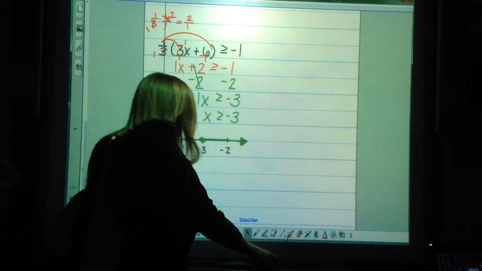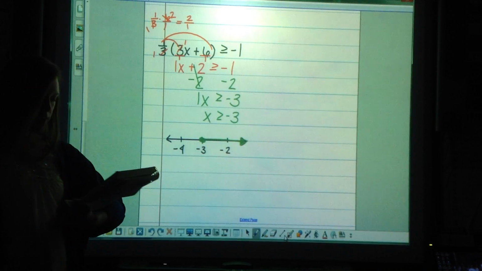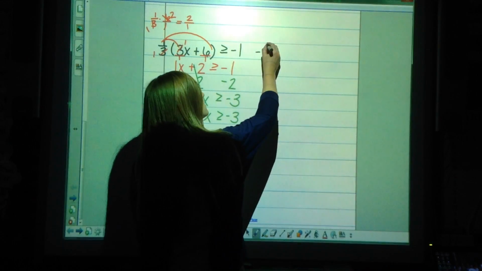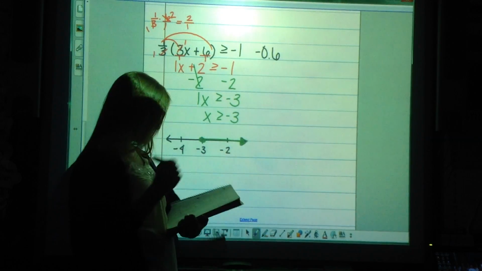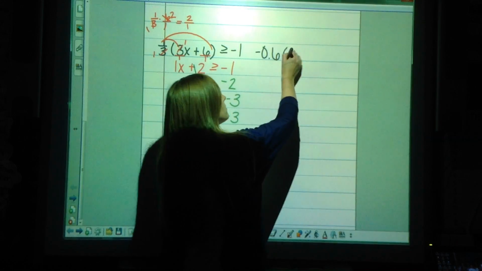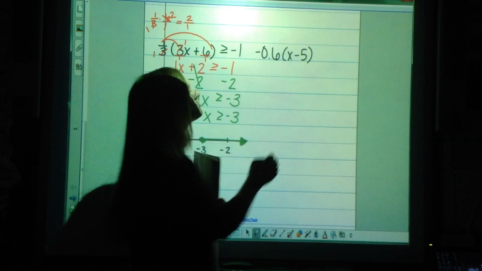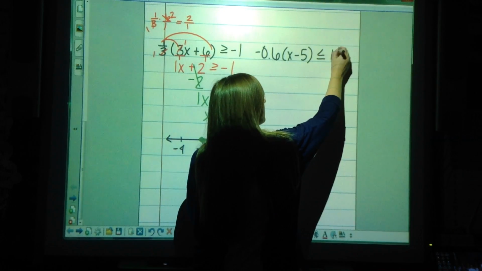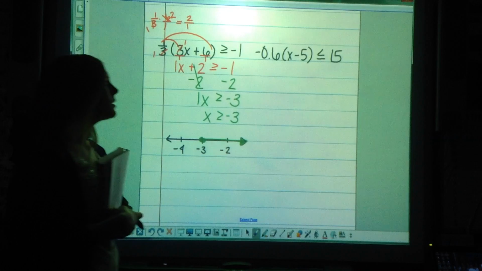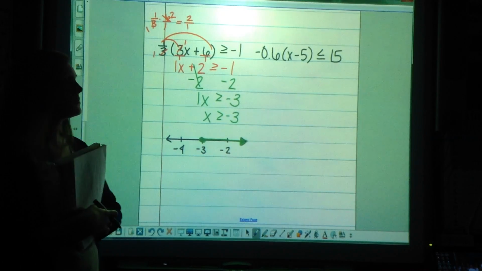Let's try another one. Let's try -0.6 times the quantity x minus 5 is less than or equal to 15. Go ahead, push pause and try that now.